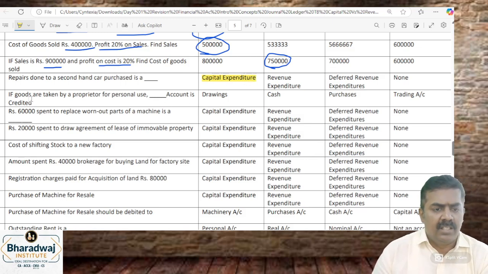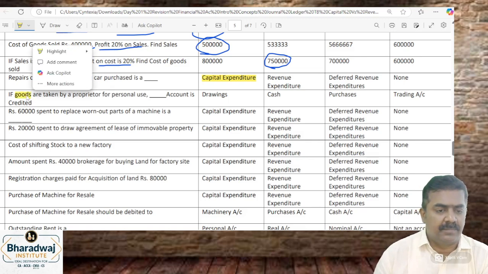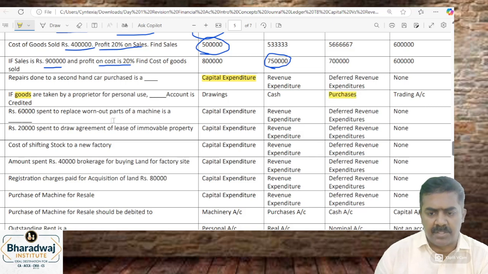Then, if goods are taken by the proprietor for personal use, dash account is debited or credited. Pass the journal entry in your mind. Goods are taken, so purchases account. Next, 60,000 spent to replace the worn out part of the machine.